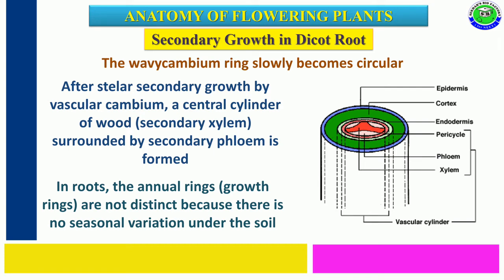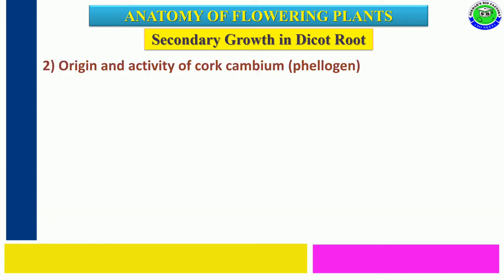In roots, generally the annual rings or growth rings are not distinct, because the entire root system is present inside the soil and is never exposed to seasonal variations. So during secondary growth in dicot root, these annual rings are not distinguishably visible.